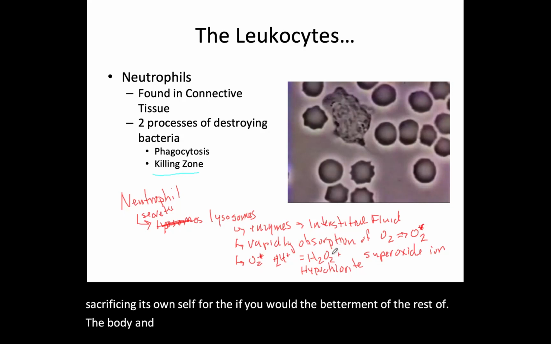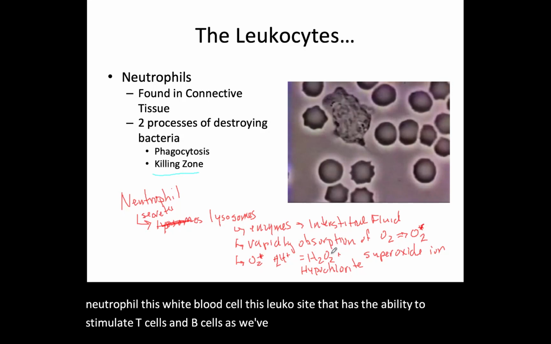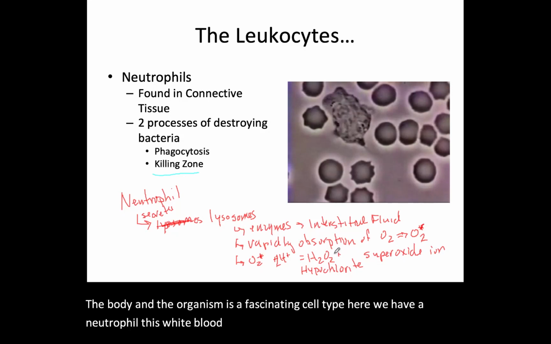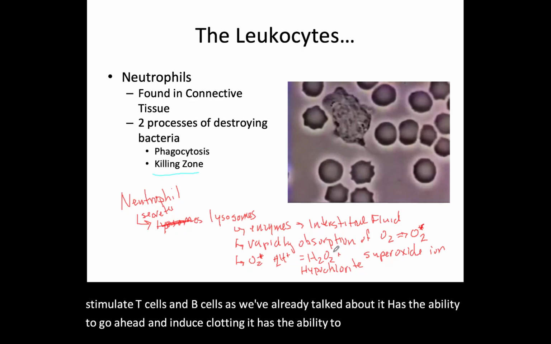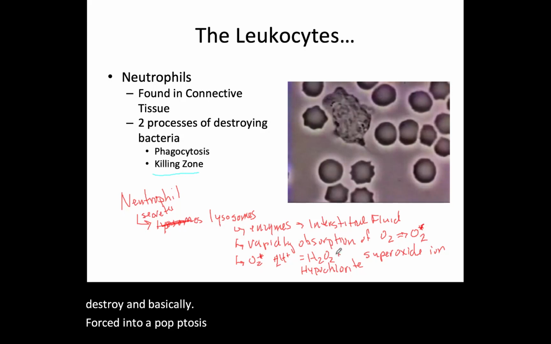And so, fascinating cell type. Here we have a neutrophil, this white blood cell, this leukocyte, that has the ability to stimulate T cells and B cells, as we've already talked about. It has the ability to induce clotting. It has the ability to do phagocytosis. It has the ability to form this gaseous cloud around it that will eliminate and destroy and basically force into apoptosis good cells, bad cells, and itself. This is why neutrophils are so plentiful throughout the body.